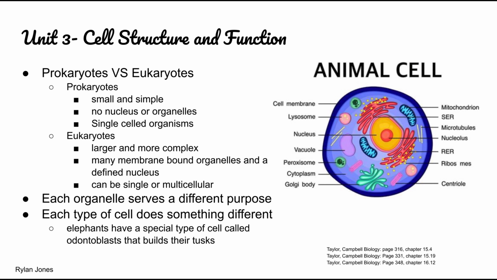Each organelle serves a different purpose, like lysosomes removing dangerous substances, or Golgi bodies modifying and packaging proteins for exportation out of the cell. Each type of cell does something different as well, like blood cells transporting oxygen throughout the body, liver cells moderating glucose levels, or stomach cells secreting enzymes and acids while also not being digested by them themselves. Elephants have a special type of cell called an odontoblast that builds their tusks.